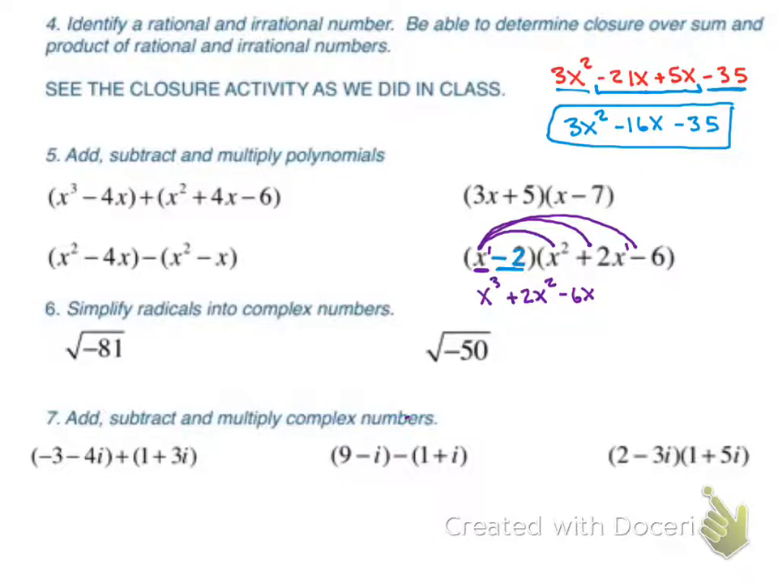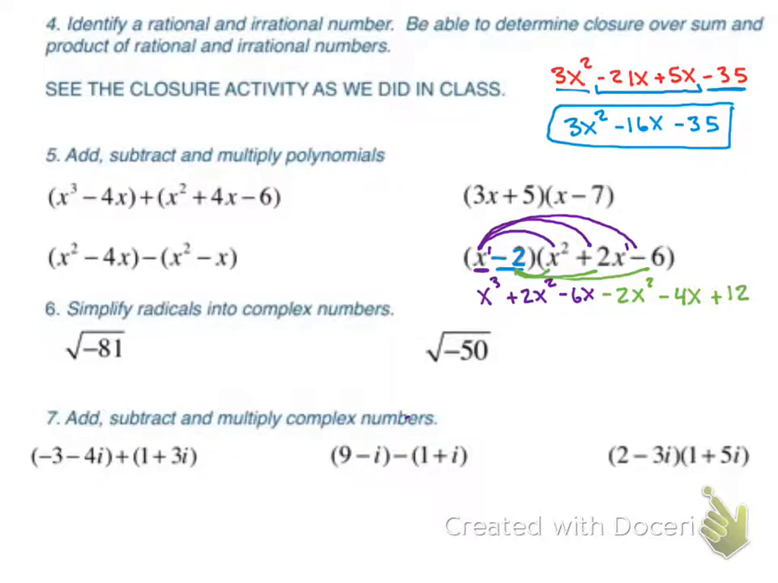Let's see, we'll do this one in green. Negative 2 times x squared gives us, I'm going to keep them as separate colors, negative 2x squared. Negative 2 times 2x gives me negative 4x. And then negative 2 times negative 6. Negative times negative is a positive. 6 times 2 is 12.